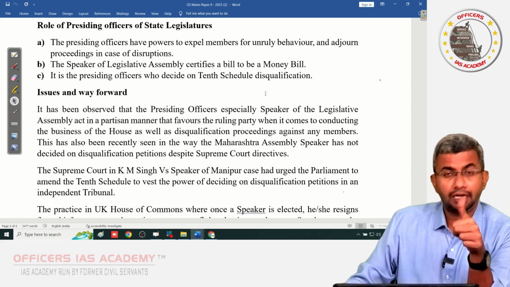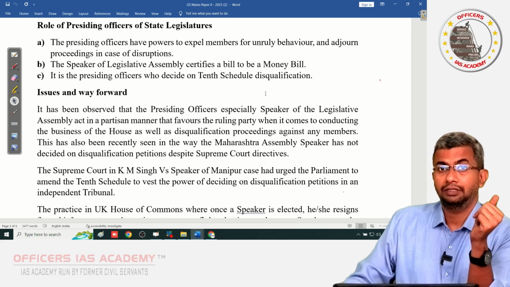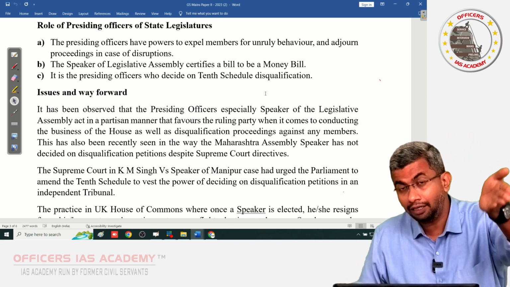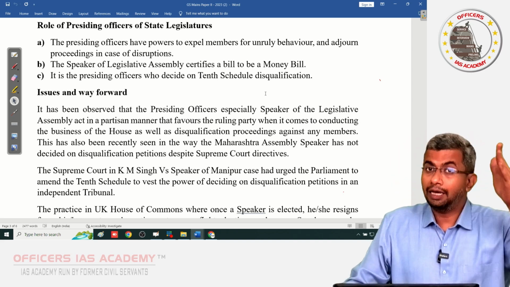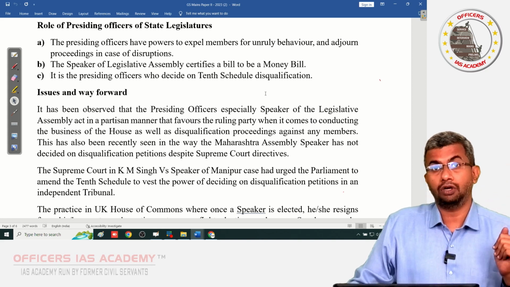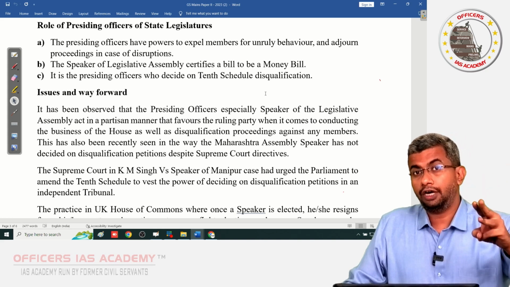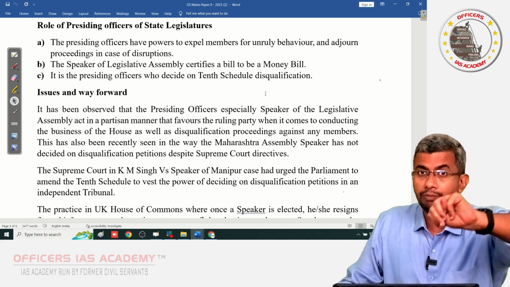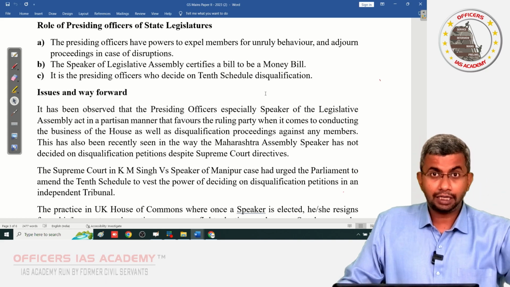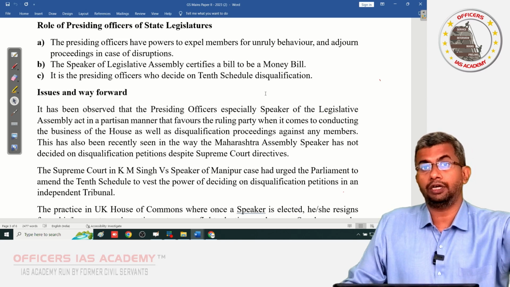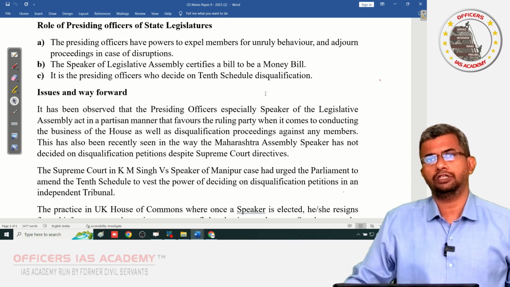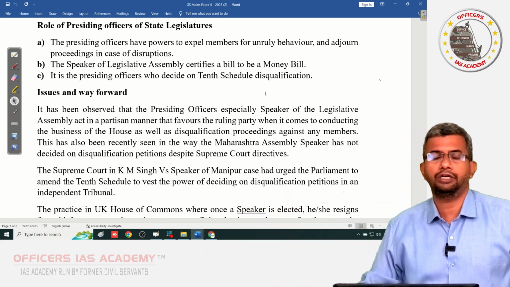They act in a partisan manner while conducting the affairs. Under the 10th Schedule, they take a lot of time to decide, despite Supreme Court directives. In the KM Singh versus Manipur case, you can quote that case law. The Supreme Court said you should decide on any disqualification, unless there are exceptional circumstances, within 3 months. In the Maharashtra matter, in March or May 2023, the Supreme Court said that you should decide on the disqualification of the CM and other legislators.